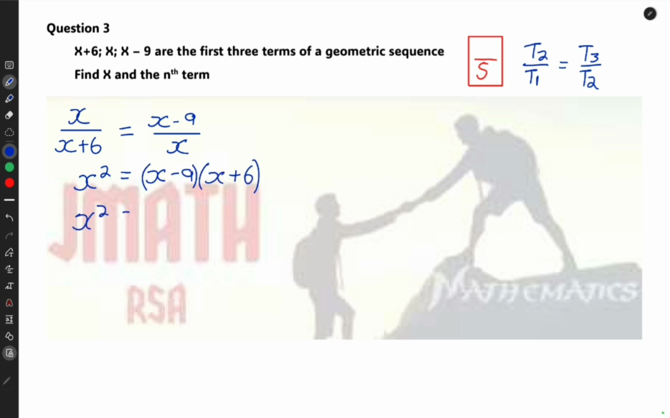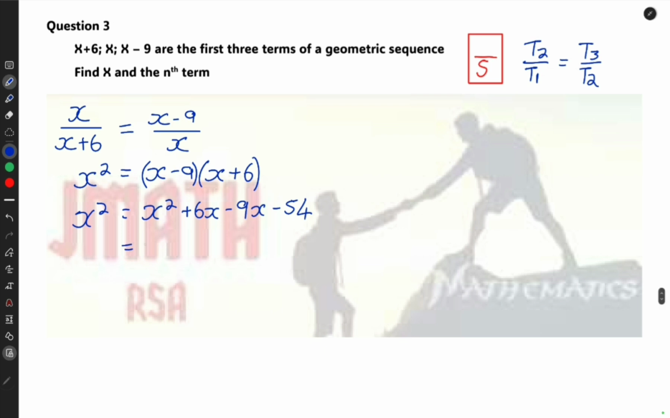If I FOIL this out, I'm going to get x squared plus 6x minus 9x minus 54. So bring the x's to the left and keep the numbers on the right. Then x squared minus x squared just cancels. And then 9x, if I take it over, minus 6x gives me 3x equals minus 54. If I divide that, I am going to get negative 18. The question asked me to find x. Okay, I did. x is minus 18.